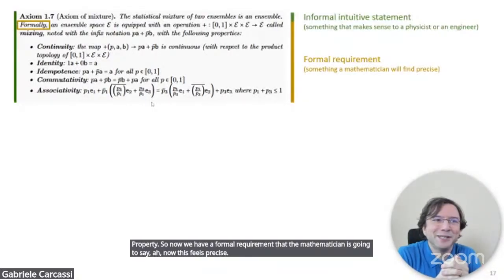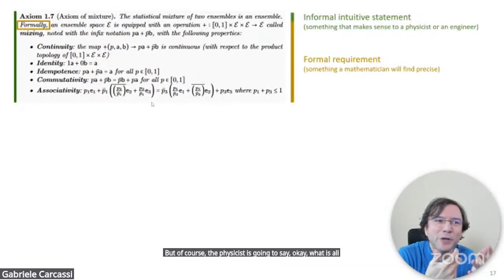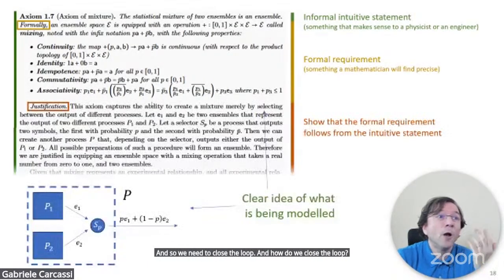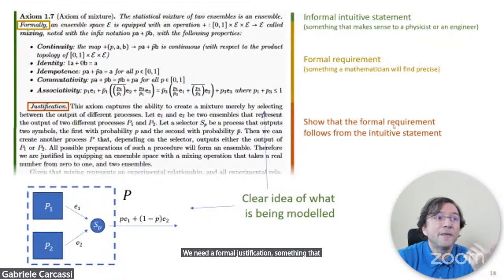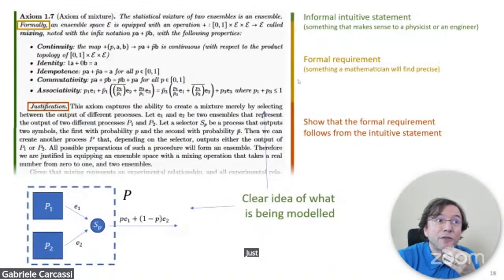But of course, the physicist is going to say, okay, what are all these funny symbols? Why do we have them? And so we need to close the loop. How do we close the loop? We need a formal justification, something that shows that the informal, intuitive requirement justifies the use of this formal requirement.